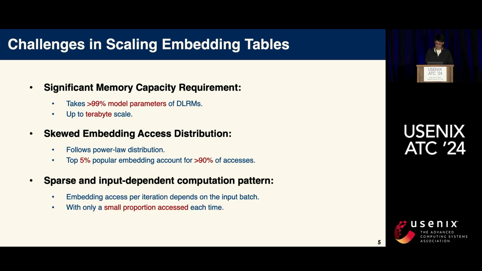And lastly, the embedding table computation is sparse and input dependent. Unlike traditional dense models, where all weights have the same computation intensity, the embeddings used in computation depend on the given input batch, with only a small proportion of the embeddings accessed each time. And this sparse and input-dependent pattern presents challenges in distributed training for embedding tables, making it difficult to apply a standard parallelism method like the tensor parallelism.